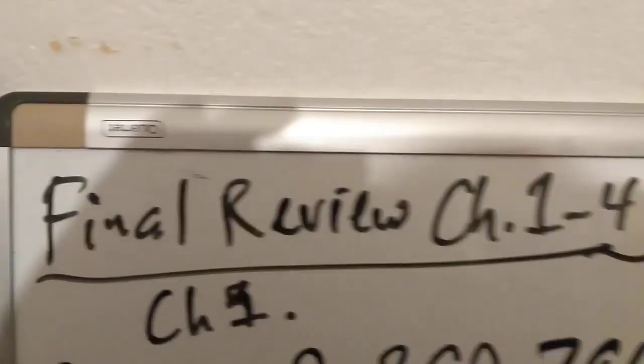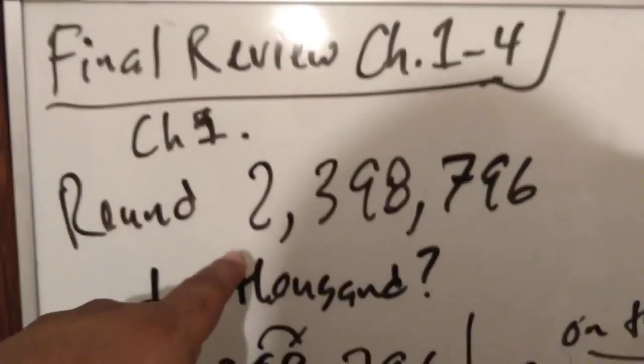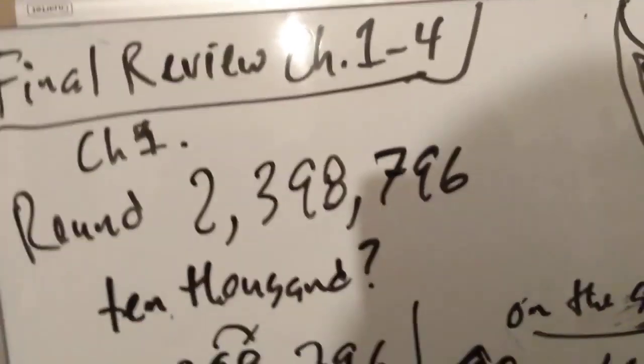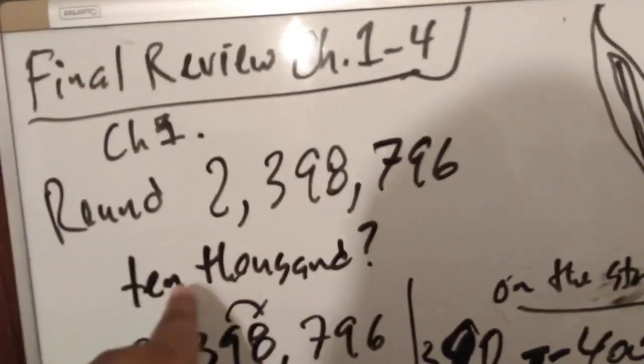So I'm calling this final review chapters 1 through 4, beginning with chapter 1. You should know how to round this number. Let's read it. 2,398,796. That's how you're supposed to say that too. Round to the nearest 10,000 place.